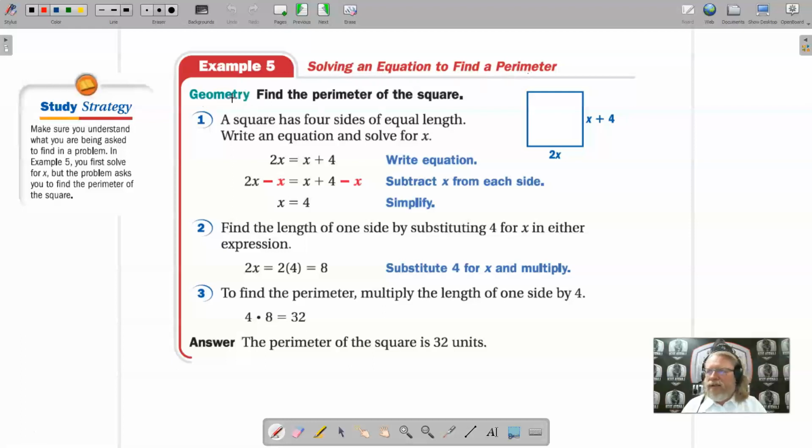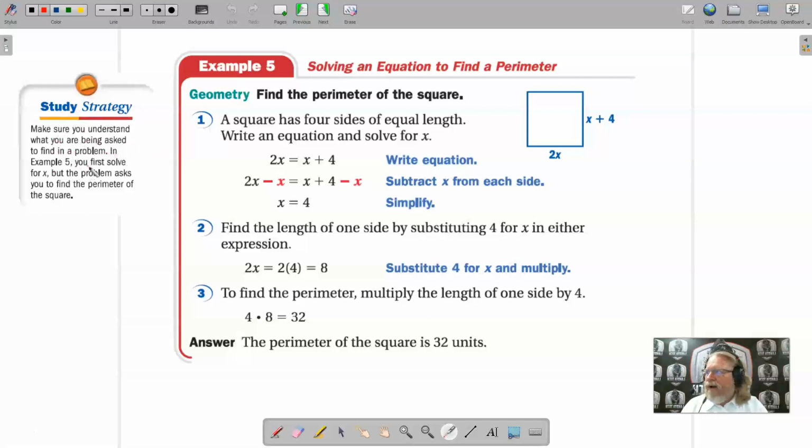And this is a geometry problem, right? So we're finding the perimeter of a square. What's interesting to note, and is quite often the case in assignments where students will get an answer wrong, is that they're not paying close attention to what the question is asking. So, study strategy: make sure you understand what you're being asked to find in a problem.